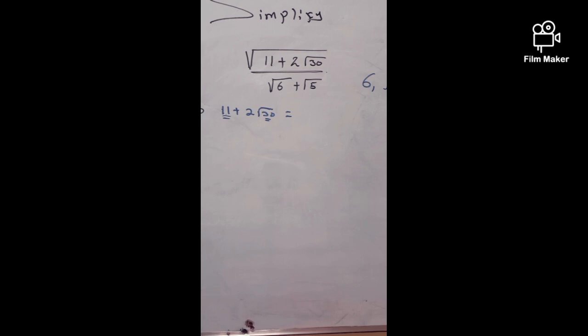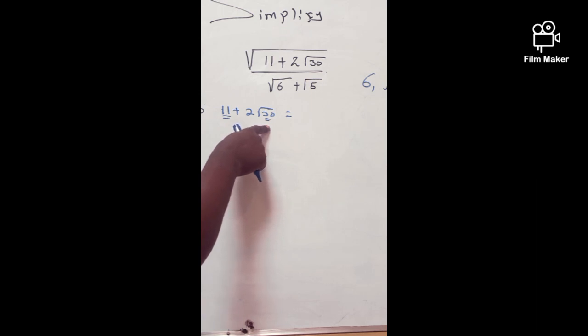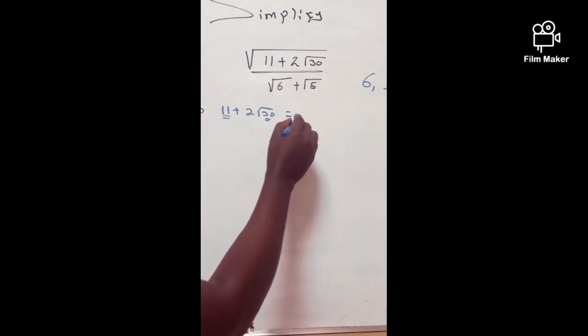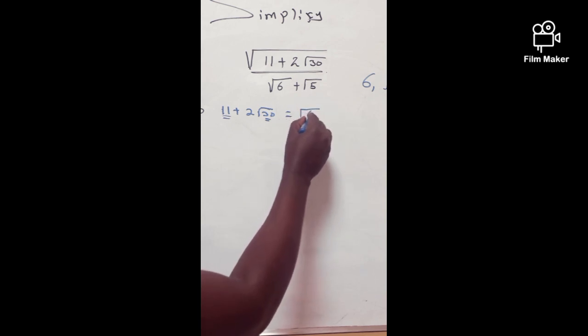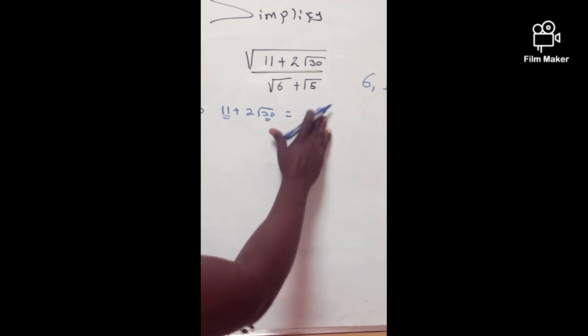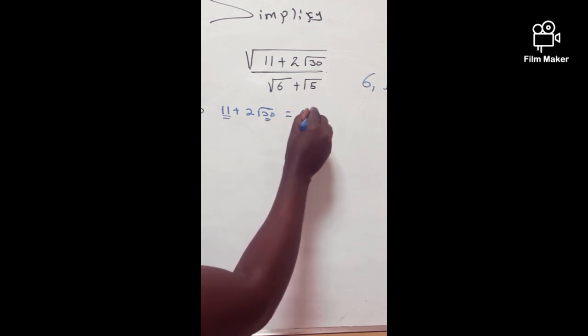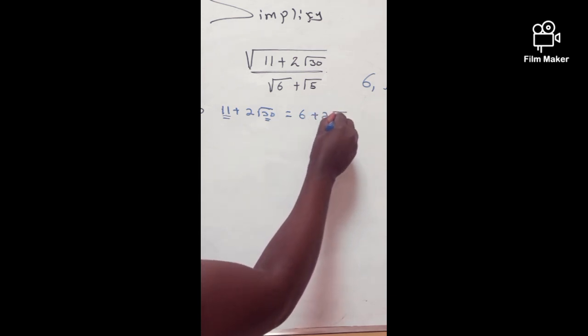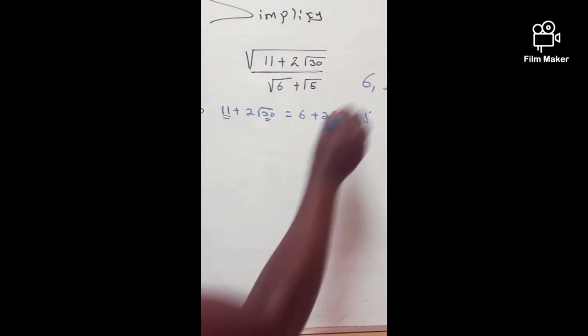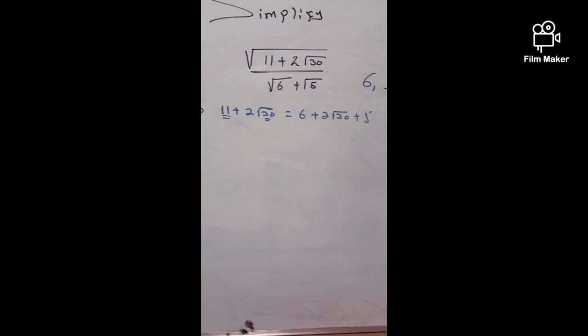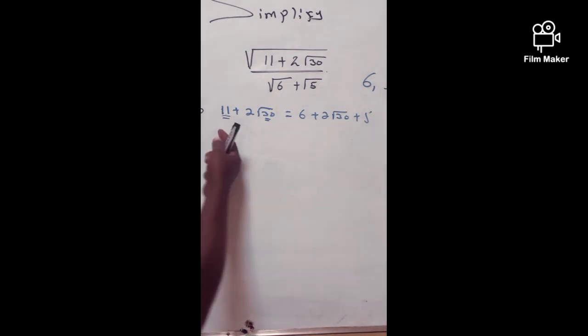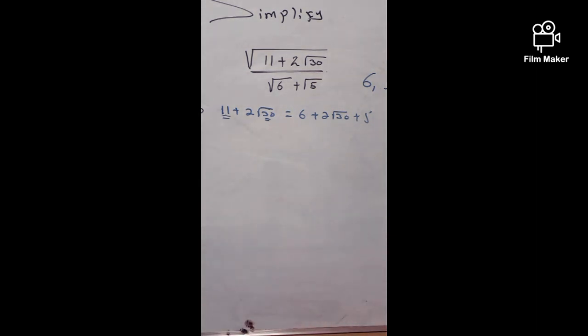Once you have two numbers whose sum is exactly this and whose product is the value in the radical, this is written as 6 plus 2 radical of 13 plus 5. What's the difference between this one and this one? It's always the same.